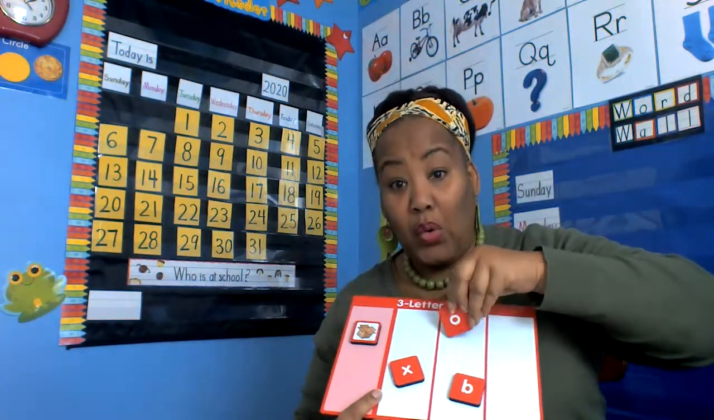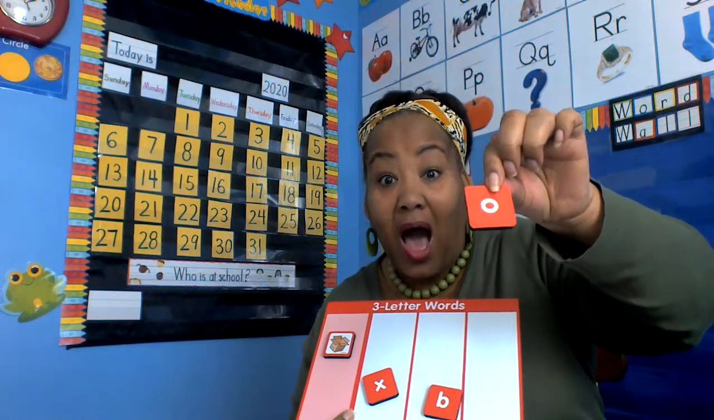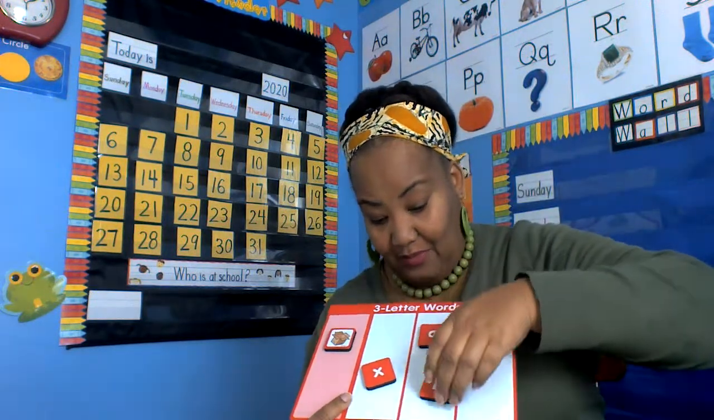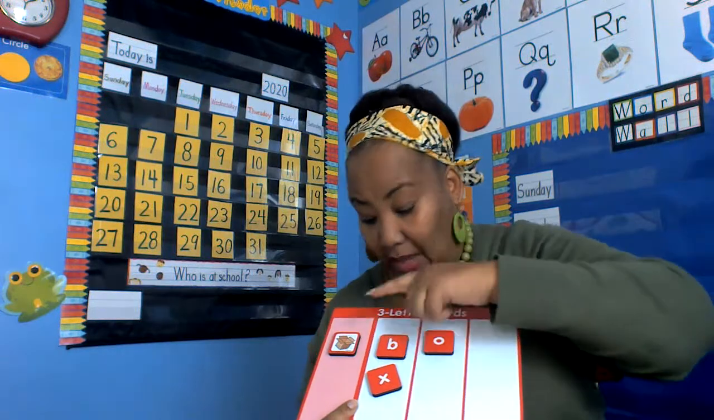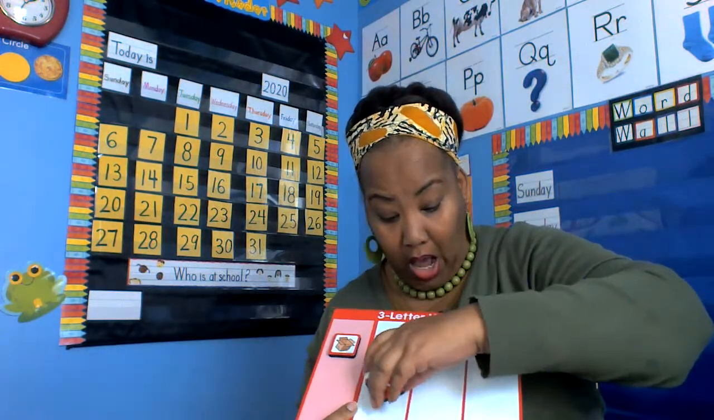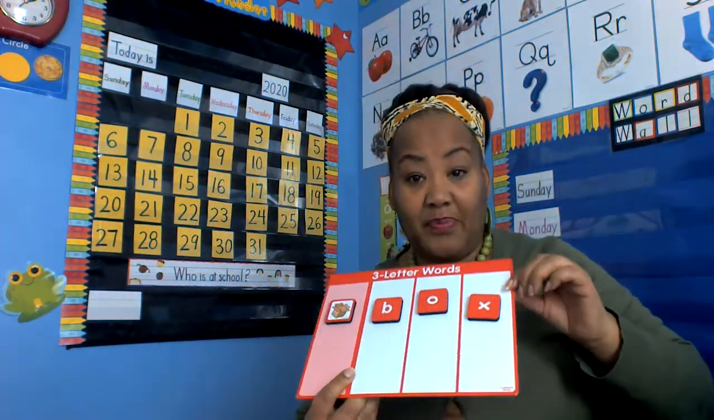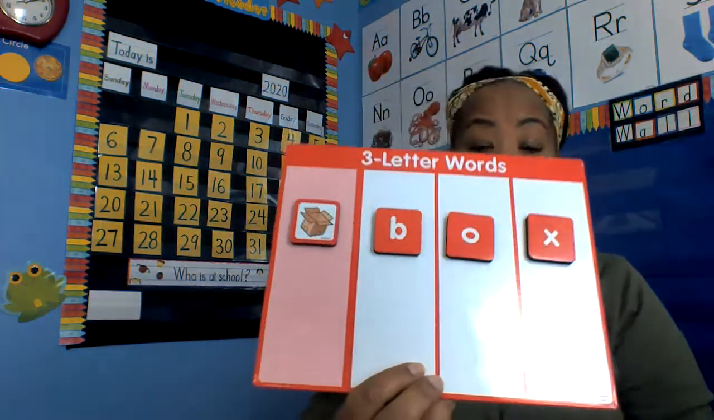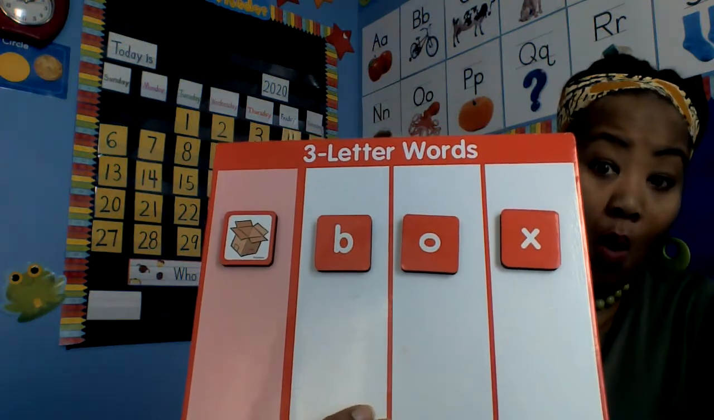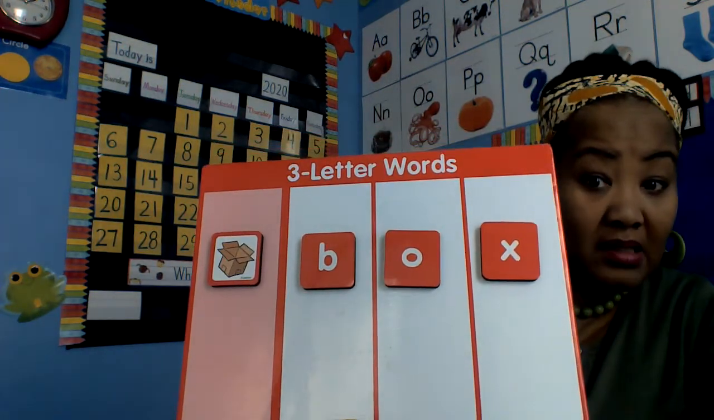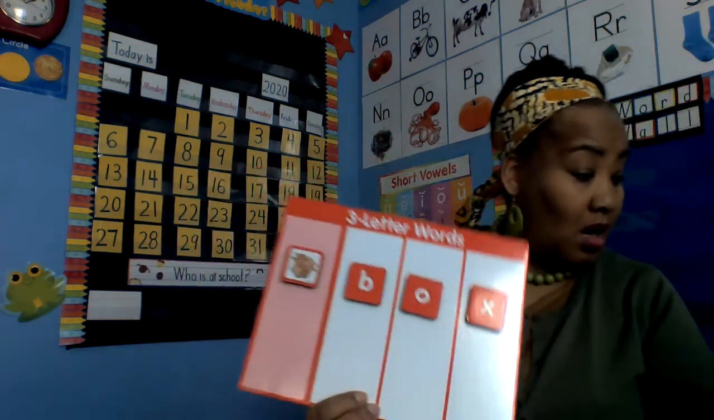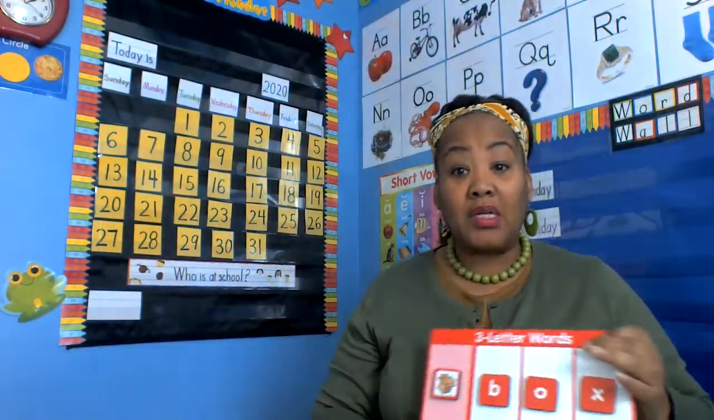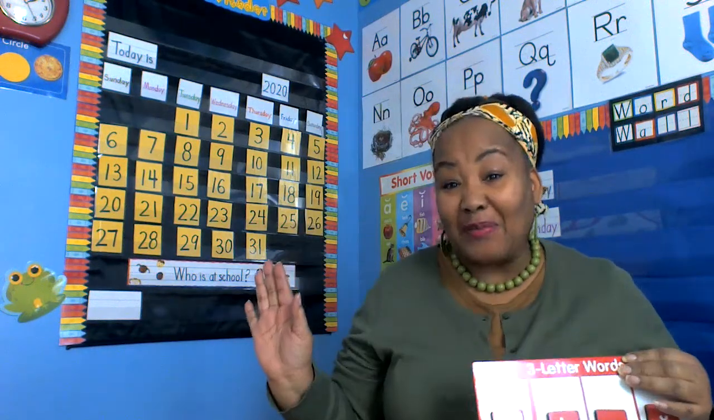So, ooh, here's that letter O. B, because box, box, X. Okay. Box, B-O-X, box. Wow. All right. I will put my socks in the box. It rhymes. All right.